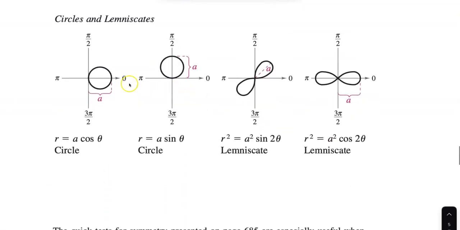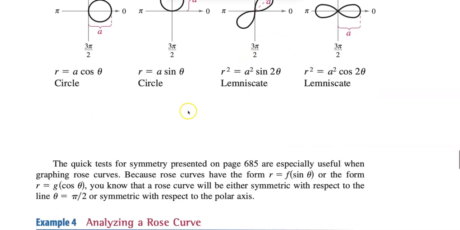And we also have circles. We talked about circles being much easier to graph in polar. Same concept. If you have cosine, it's symmetric about the pole here. If you have sine, it's going to be symmetric about pi over 2. And limaçons are right here. This is the formula for them. And then likewise, that's how it works.